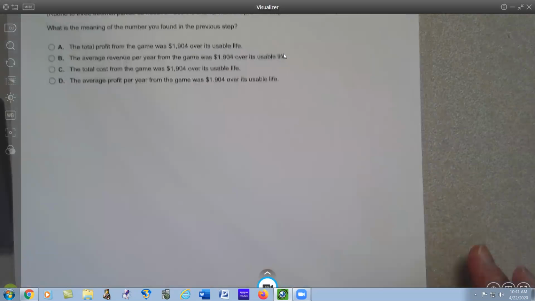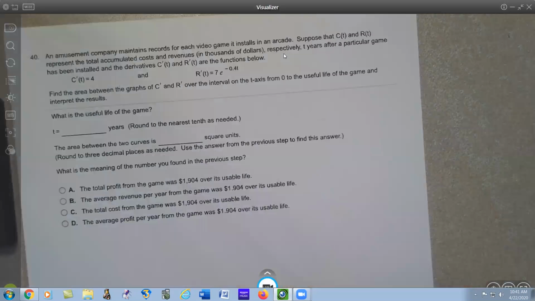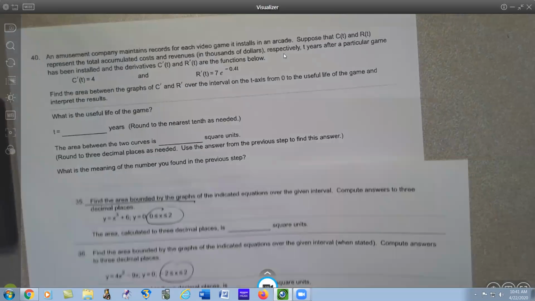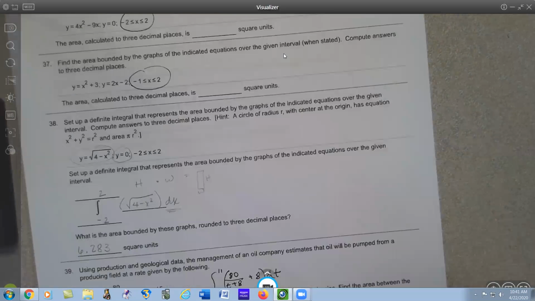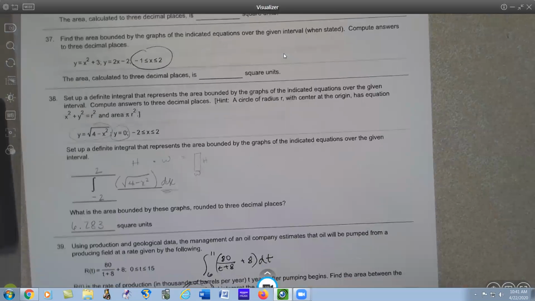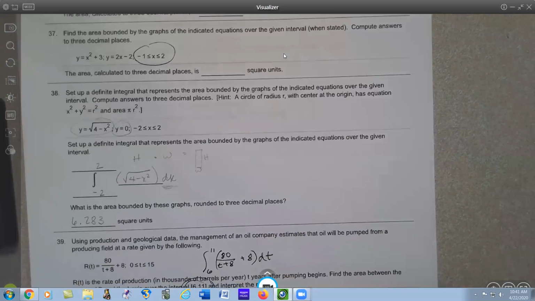Can we go back to number 38 again? I know we did it already, but I just have a question. It's coming back. And I'm not quite sure. Hang on. Okay, never mind. I know what I was thinking.